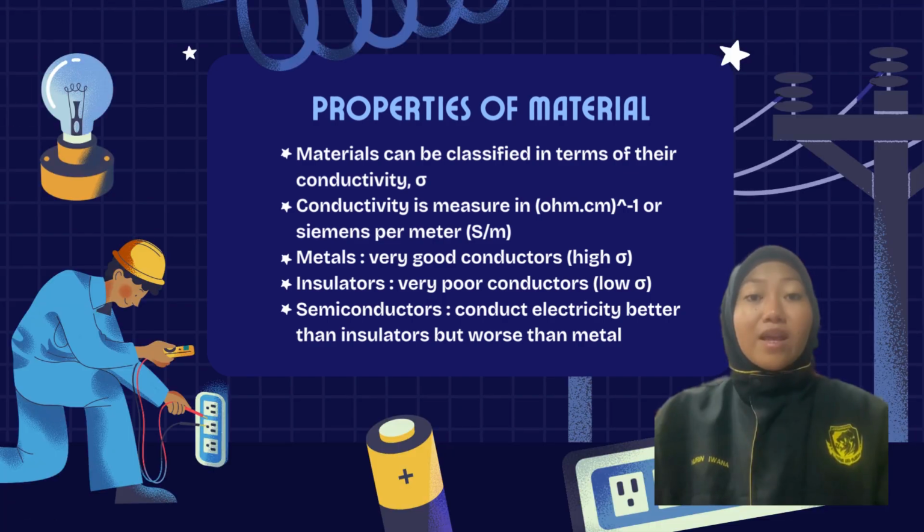Properties of materials. Materials can be classified in terms of their conductivity. Conductivity is measured in ohm centimeter to the power of -1 or Siemens per meter. Metals are very good conductors, with high conductivity. In contrast, insulators are very poor conductors, with low conductivity. Semiconductors conduct electricity better than insulators but worse than metals.